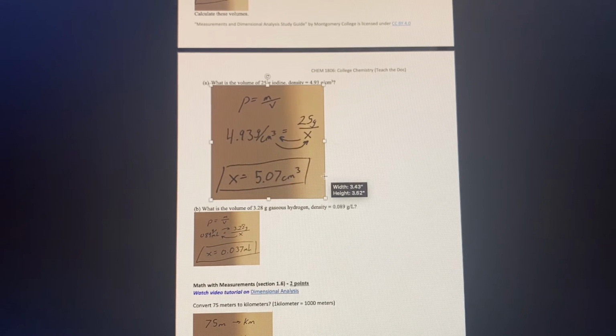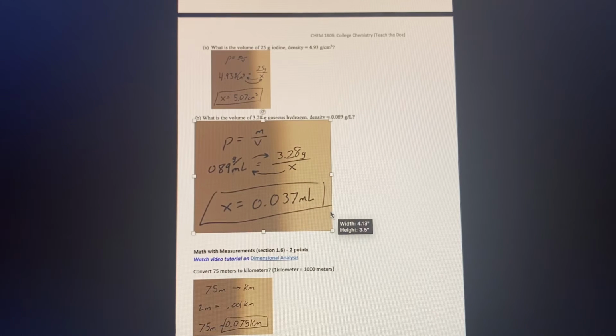Here we switch it up and we're looking for the volume. So in this one, we have the density, we plug that in. We have the mass, so we plug that in. And so this time we would multiply the x, or the volume, over, and then we would divide by the density to find the volume. So we would divide both sides by the 4.93. So we divide 25 by the 4.93 to get the 5.07. Here we do the same thing where we are multiplying the volume times the given density to then divide the given density by on both sides to find the volume.